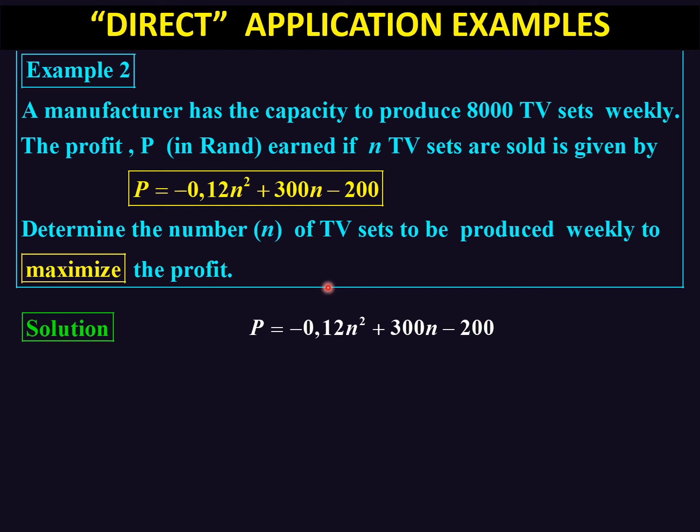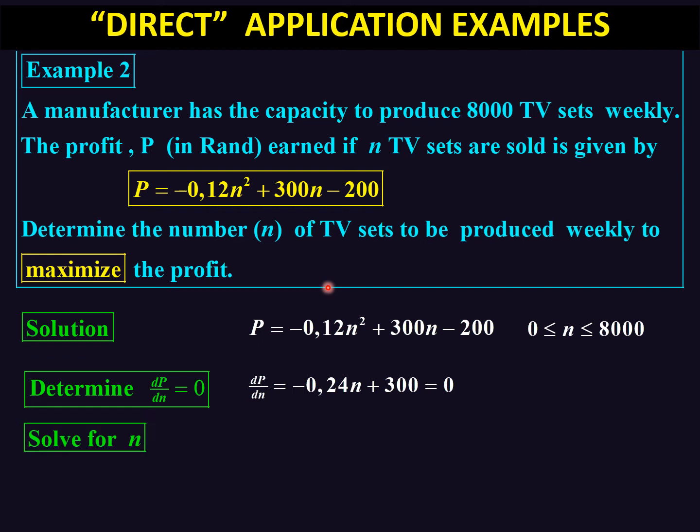There's the objective function. And here I'm using a different notation, dp dn, or you can say p prime as well. We differentiate that, that is negative 0,24 n plus 300, and we equate it to 0. Linear equation, very easy, embarrassing if you get this wrong, 1250. Let's read the question again. The number n, and that's what, they just want the number, so don't do anything unnecessarily there.